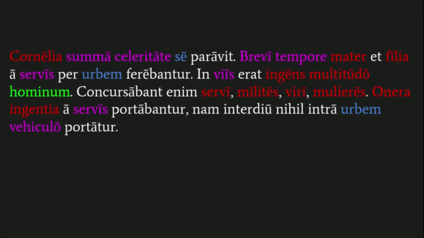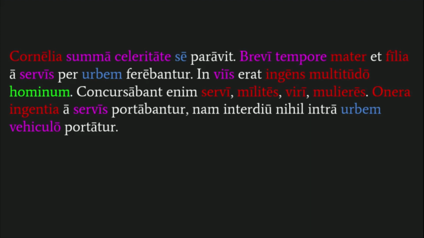You have in viis erat ingens multitudo hominum. So in the streets or in the roads, again, it's ablative plural because you're saying inside or on the roads, you could say. There's not really that movement involved. There was in ingens multitudo, a huge crowd. Hominum is genitive plural. So you're saying there was a huge crowd, a huge multitude, you could say, of people, meaning there's a lot of people in the street, which makes total sense. You have concurrebant enim servi, milites, viri, mulieres.